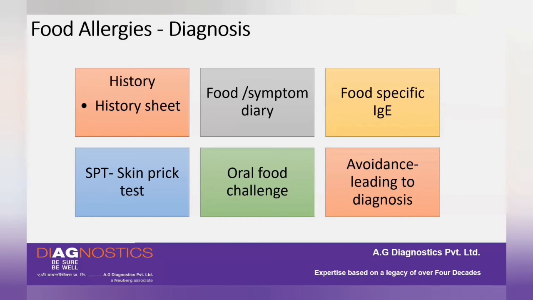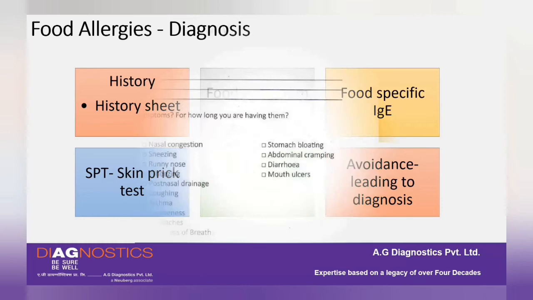So for food specific allergy, you have to determine or estimate the food specific IgE. A skin prick test is still considered a gold standard test, and that can also be used for diagnosis of food allergy. Then after this, an oral food challenge can be given using the food which is in question. This, of course, is not done in a laboratory. It is done in a hospital setup. And also an avoidance of the suspected food, and then if there is a better alleviation of symptoms, even that leads to a diagnosis by exclusion.